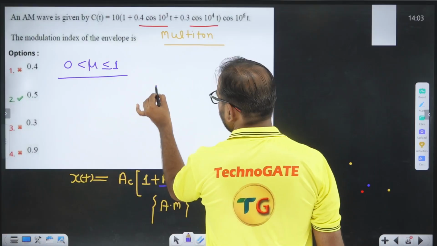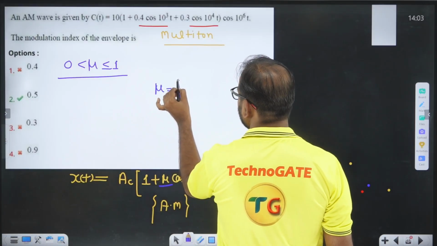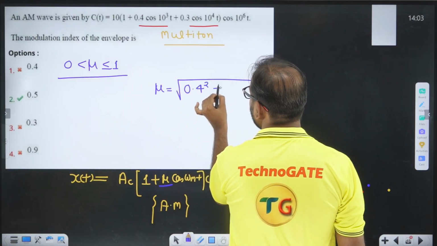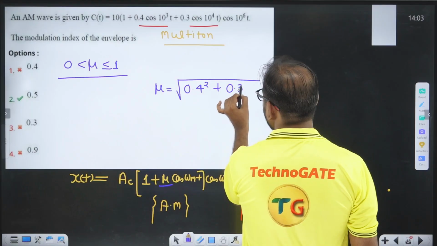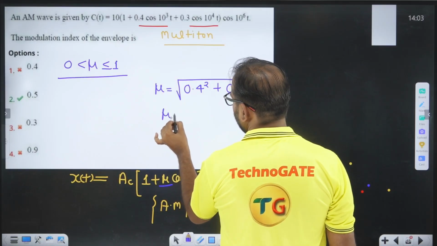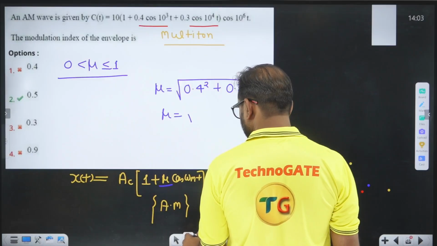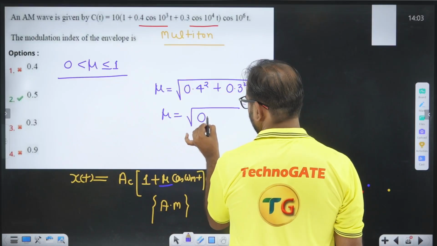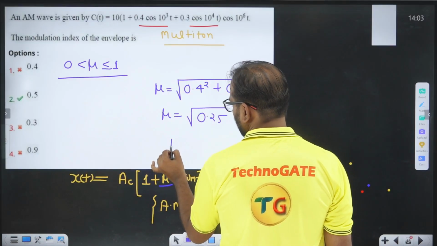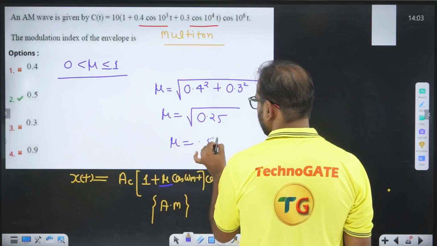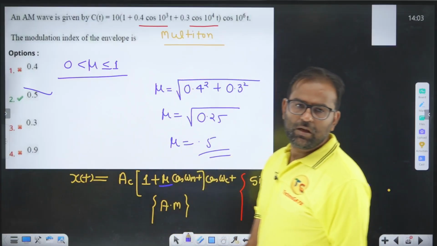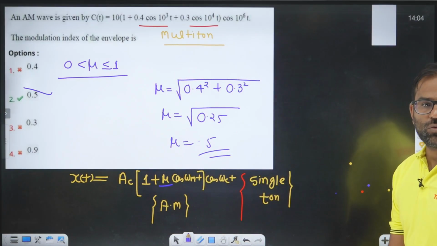So you can say mu equal to what? Mu equals the square root of mu1 square plus mu2 square, which is 0.4 square plus 0.3 square. 0.4 square is 0.16 and 0.3 square is 0.09, so the sum is 0.25. And when you take the square root of 0.25, it is 0.5. So what is the modulation index? 0.5 is the modulation index. What is the range? Range is 0 to 1.